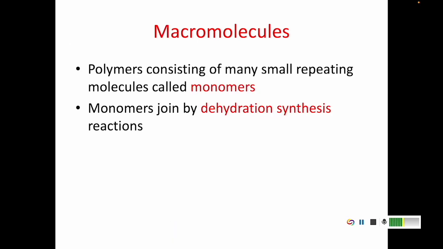When we build a large molecule, we typically build it as a repeating series of subunits. Those small repeating subunits are called monomers. If you are building a pearl necklace, the monomer would be each individual pearl. If you're building a block tower, the monomer would be each individual Lego block.